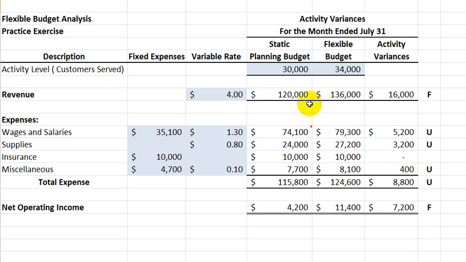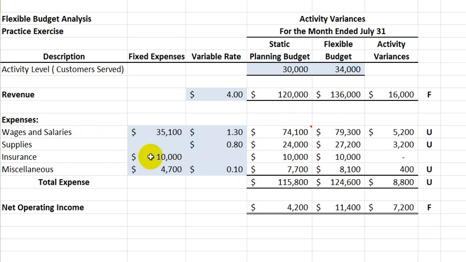So the way this schedule works is that using the fixed expenses and the variable rates, we're able to calculate what the original amounts would be in the budgeted column based on the 30,000, and we're able to compare that to what the budget would have been if we had budgeted using 34,000 versus 30,000. In other words, a flexible budget. So in this case, if we take the $4 per customer times the 34,000 customers, we will get $136,000 in revenue versus the $120,000 that was in their original budget.